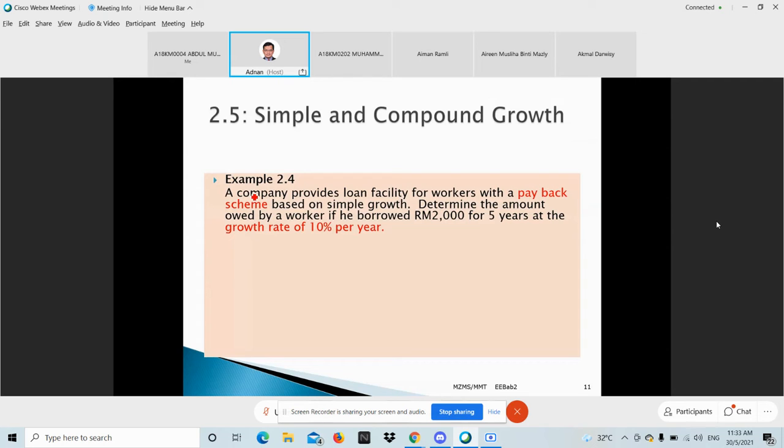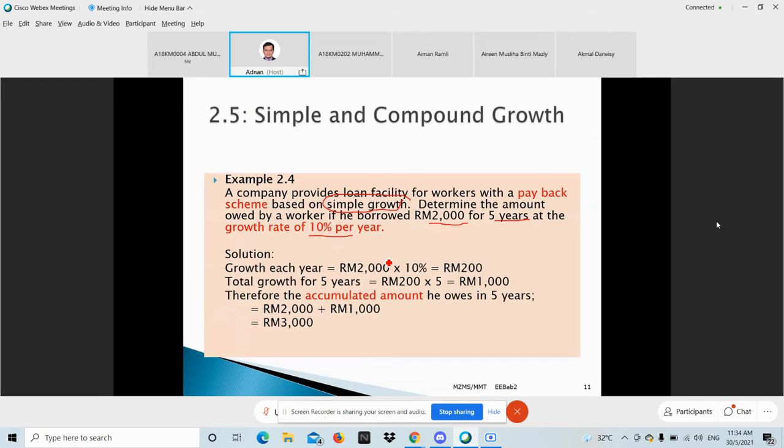Okay, example: a company provides a loan facility for workers with a payback scheme based on simple growth. Determine the amount owed by a worker if he borrows 2,000 for 5 years at a growth rate of 10%. Okay, so kita nak tahu in 5 years this money at the growth rate of 10%, using simple growth, how much is going to cost? Okay? So this is how we can do it.